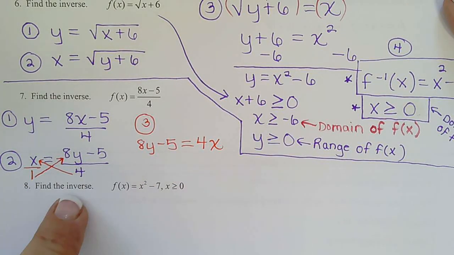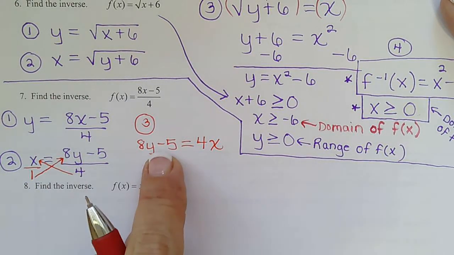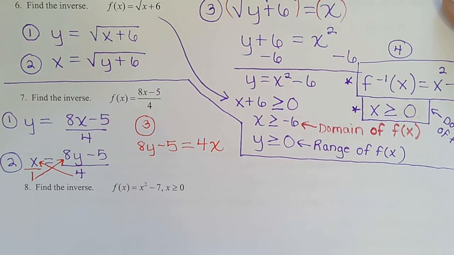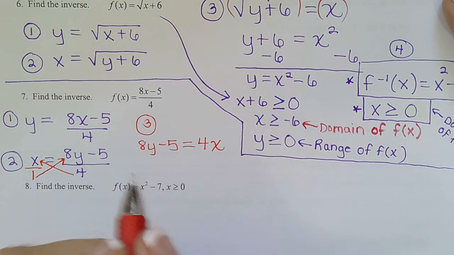So the whole reason we did that was to get rid of the fraction. We really don't want to work with fractions. So we set our cross products equal. This cross product is 8y minus 5. This cross product is 4x. And now we need to get y alone.